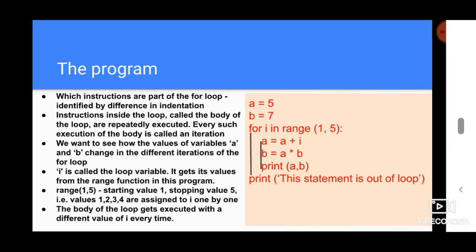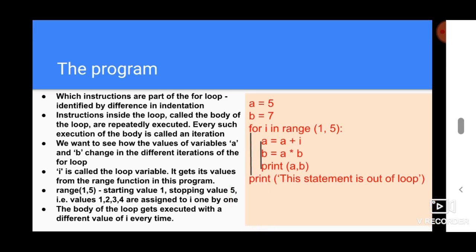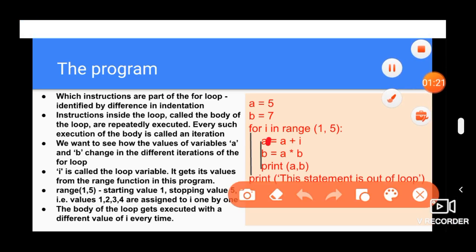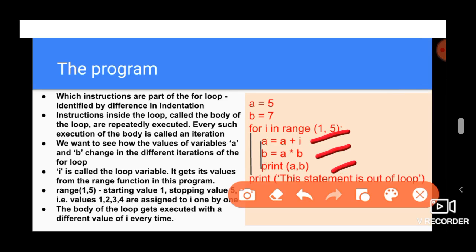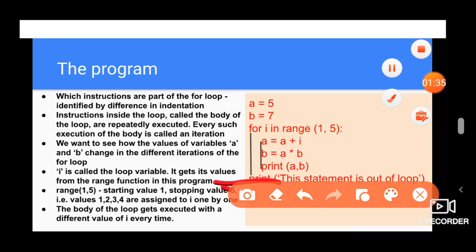Now, how do we know which statements are part of the for loop? Clearly, these two lines show the difference in indentation of the statements. The for and print words are written at the same indentation level, and these three statements are written at a slightly higher indentation level. Because of this difference in the indentation level only, we can tell that these three statements are part of the for loop, and this next print statement, the last print statement, is not part of the for loop.